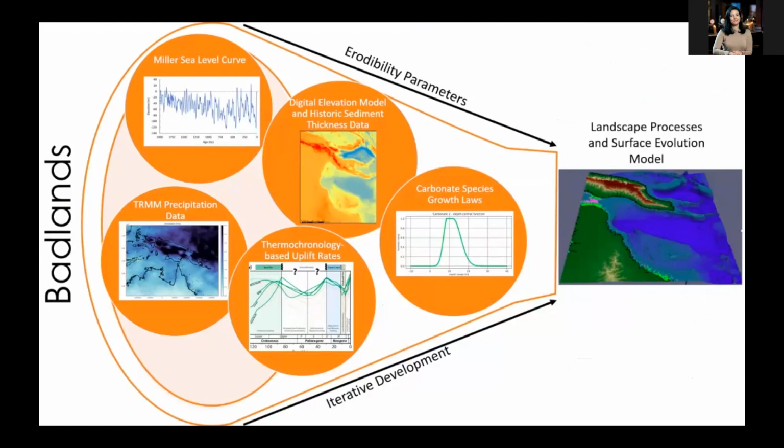So we use the Miller sea level curve based on oxygen isotope data, so we have these big fluctuations in sea level. We use TRMM precipitation data that we've projected over the last 2 million years, sediment thickness data from the last 2 million years, and we enabled reef growth by using a set of fuzzy logic growth rules for a deep species of coral and a shallow species. Our grid resolution for these models was 5 kilometers.